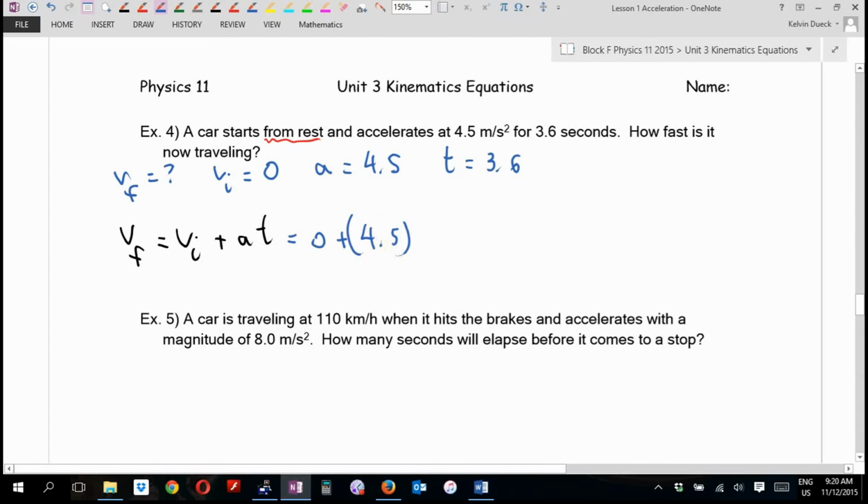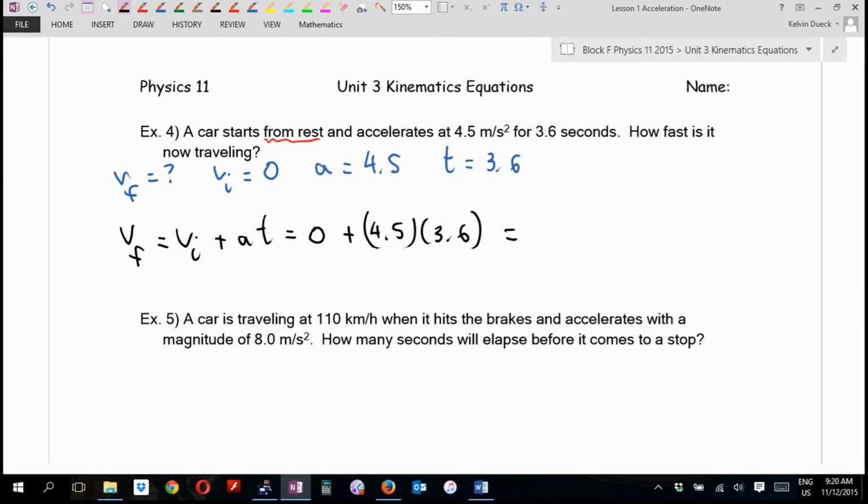4.5. Why did I change colors? I don't know. Let's keep going in black. 0 plus 4.5 times 3.6. Can I do that in my head? Maybe. 4.5 times 3 is going to be 13.5. 4.5 times 0.6 is going to be 1.8. 13.5 and 1.8, 15.3. Double check me.